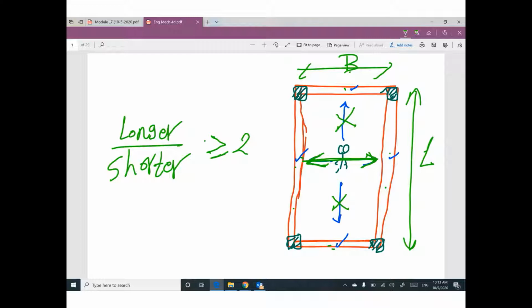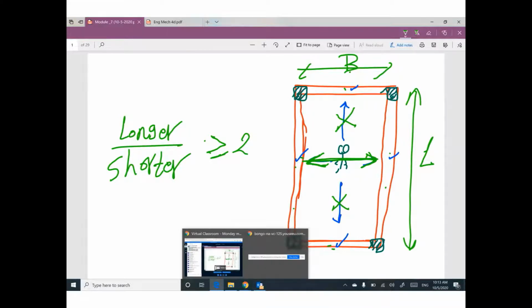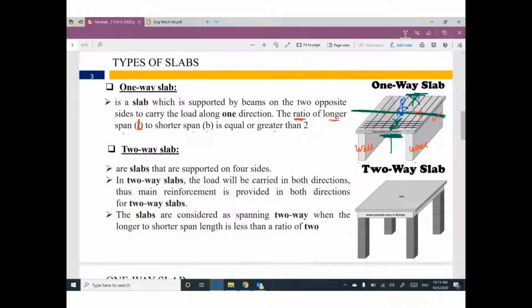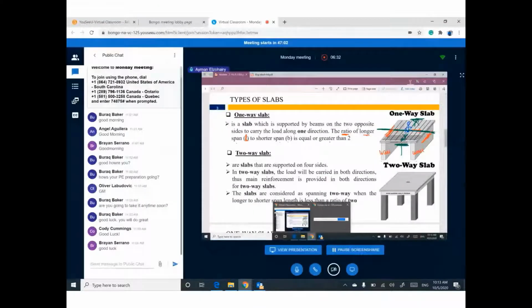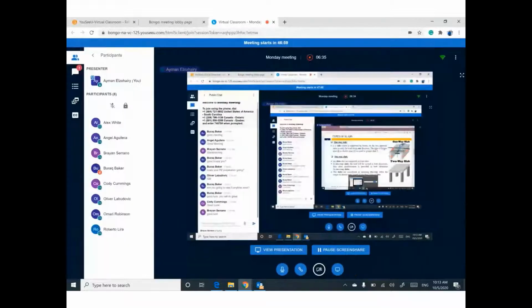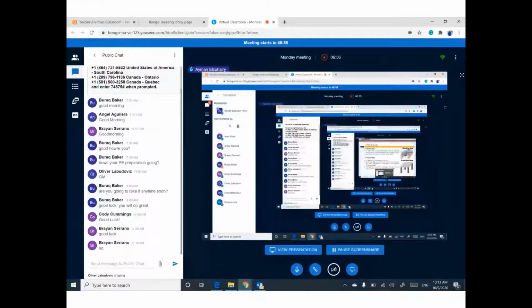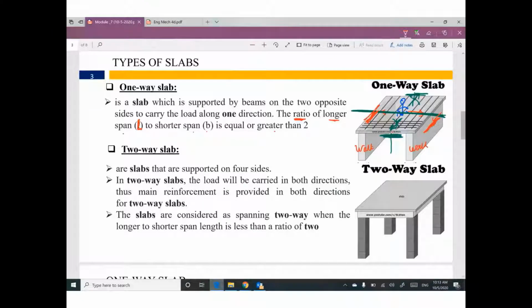Or I don't care about the longer and shorter ratio if you have only one support on this side and another support on the other side. So there is no other way for your load. We have only one direction, one way. Any questions so far? It looks good. I think this information is not new, I believe.